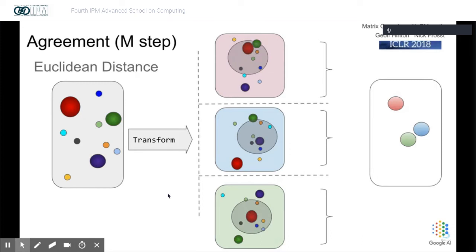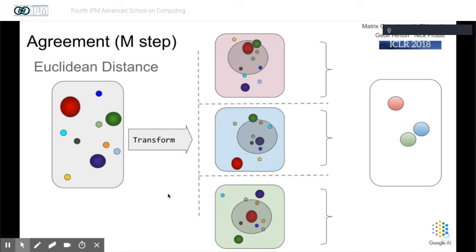Previously, we had cosine distance as a measure of agreement. Now, the norm is part of the coordinate frame. So, we use Euclidean distance as a measure of agreement. If the predicted coordinate frames agree with each other, then they form a cluster.